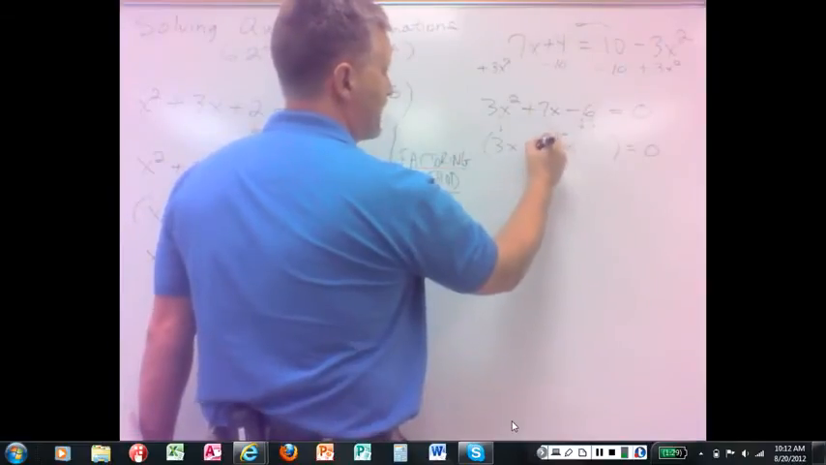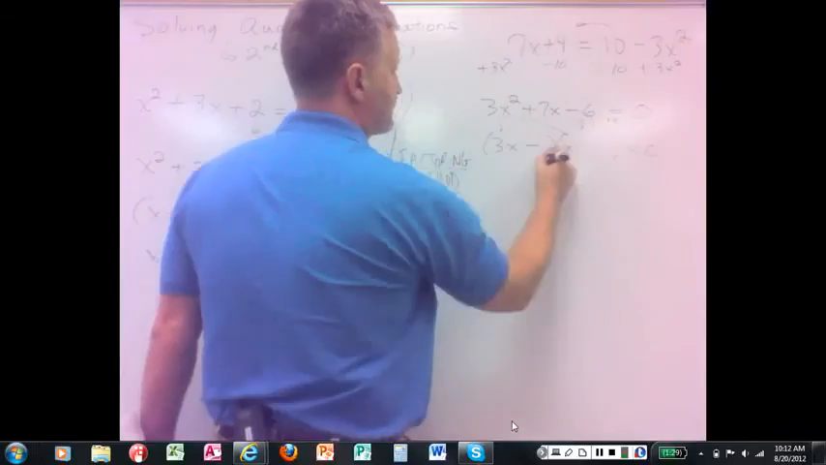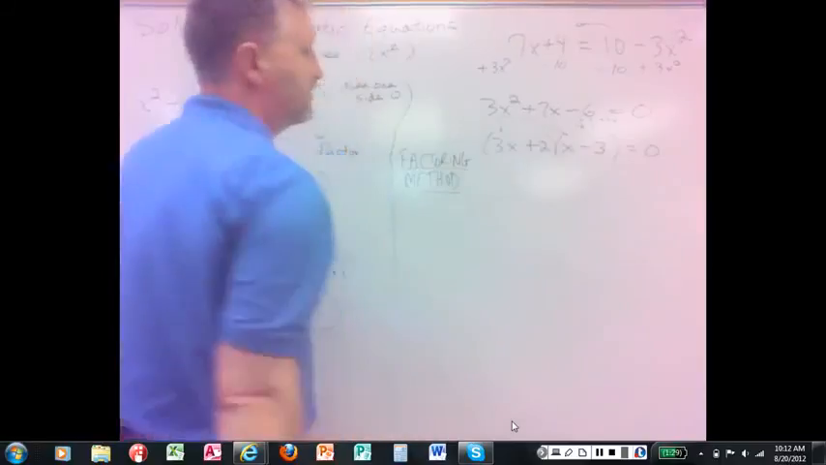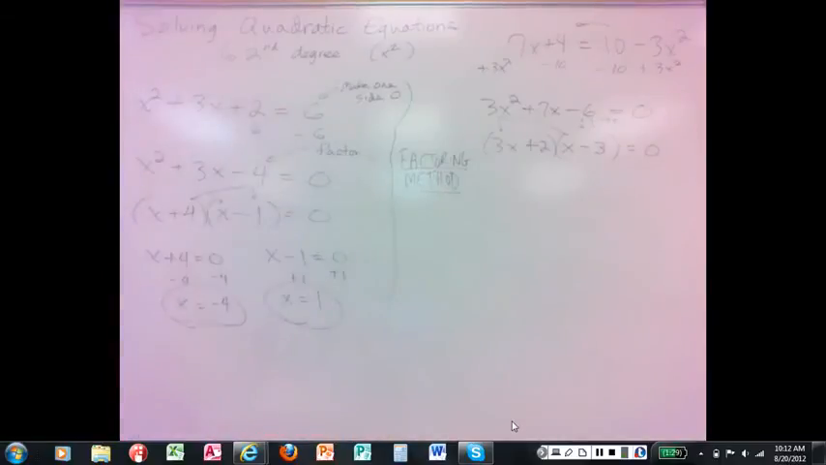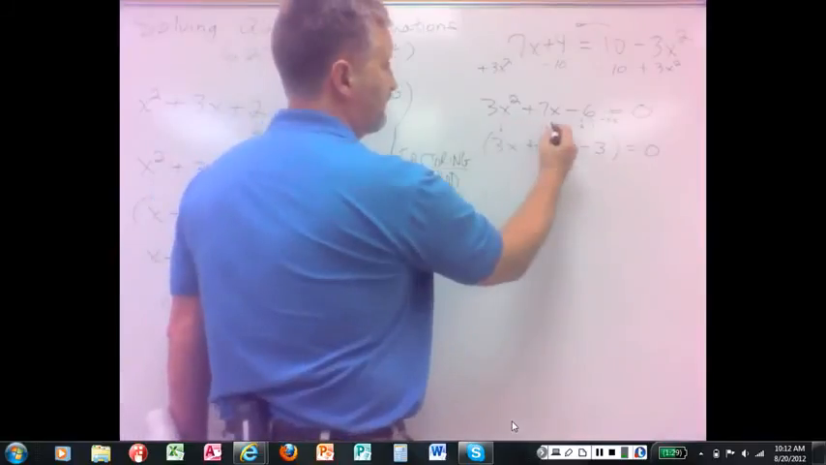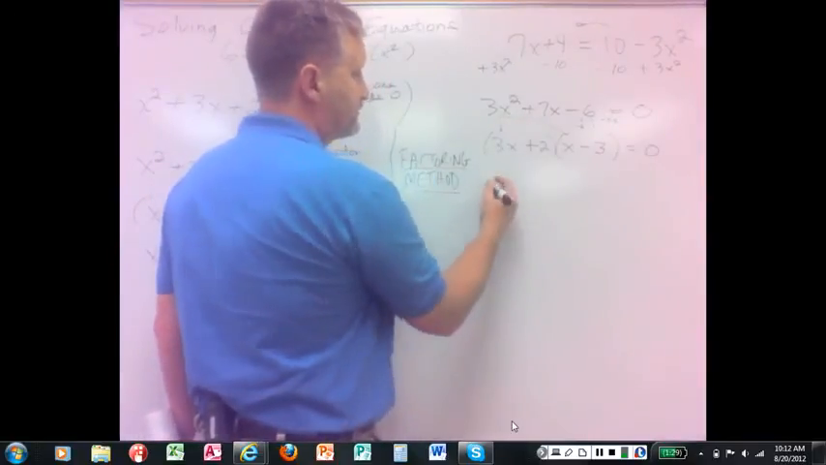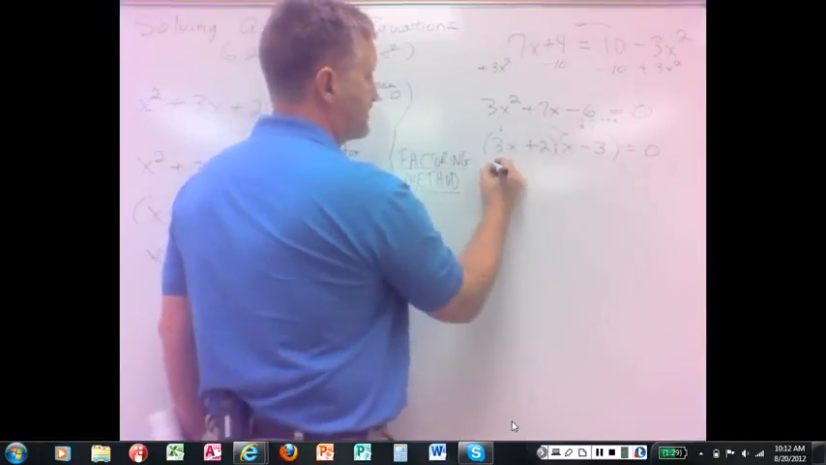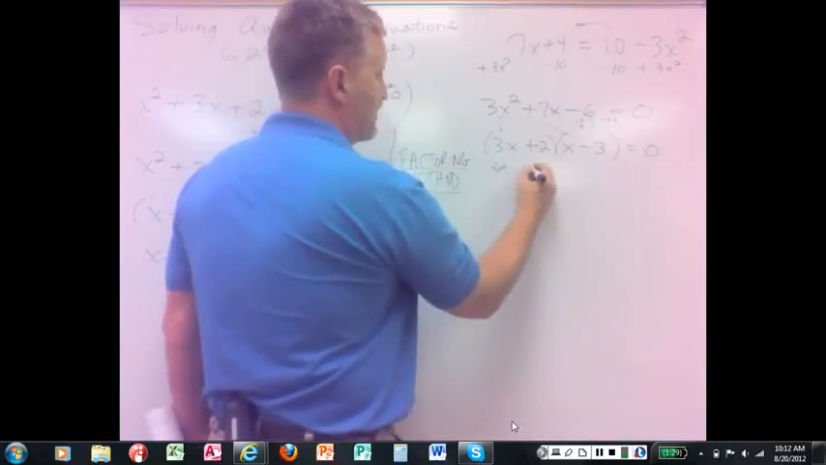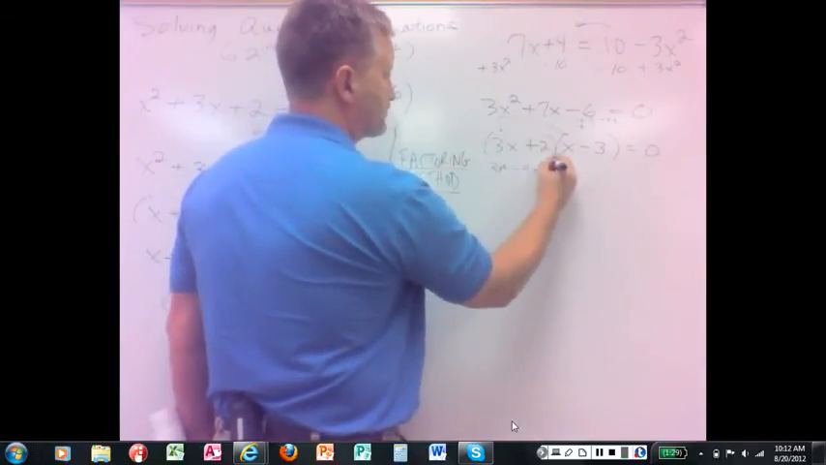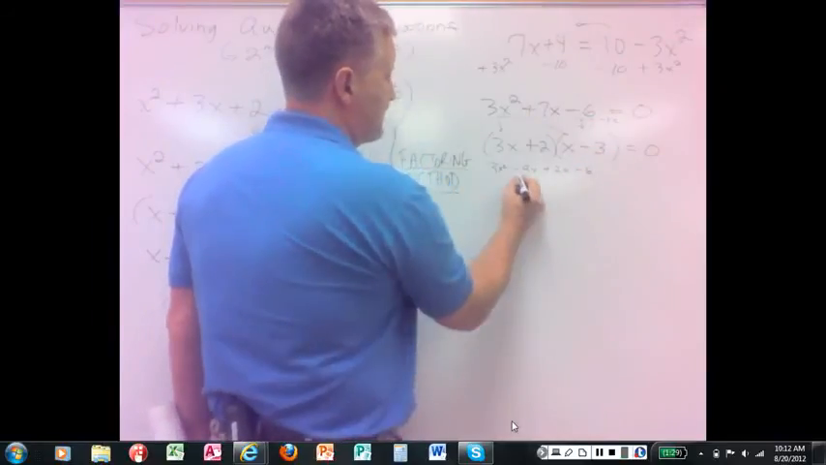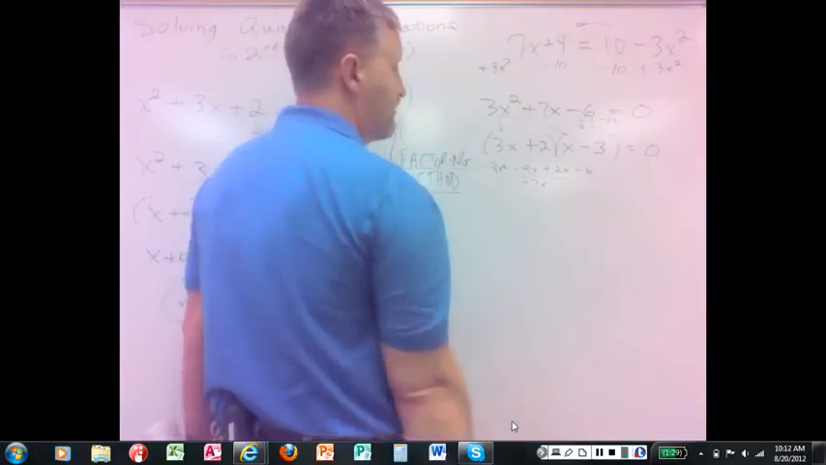Let's say I go with this one, just to make a point. Let's say I go with positive 2 and negative 3 in that order for negative 6. That may or may not be what I need, because I need it to FOIL back to get that. And if I FOIL this out, here's what I get. 3x times x is 3x squared. 3x times minus 3 is minus 9x. 2 times x is positive 2x, and then 2 times negative 3 is minus 6. And those two will be the ones that combine. I get minus 7x instead of positive 7x.